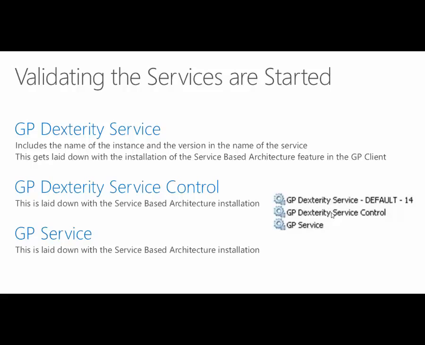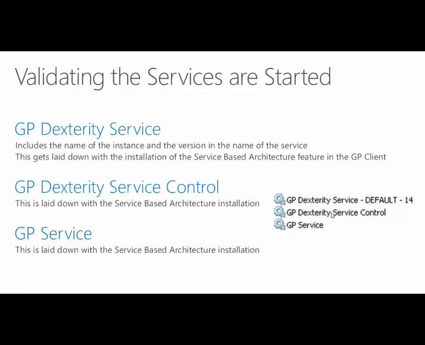The first one, the GP Dexterity service, gets laid down when we install that feature, this service-based architecture feature in the GP client. Now, in the screenshot on the bottom right, that's the first one. So the service name will always be GP Dexterity Service dash the instance name of GP dash 14, and 14 being the major version. Now, the GP Dexterity Service Control and GP Service are both laid down with the installation of service-based architecture.